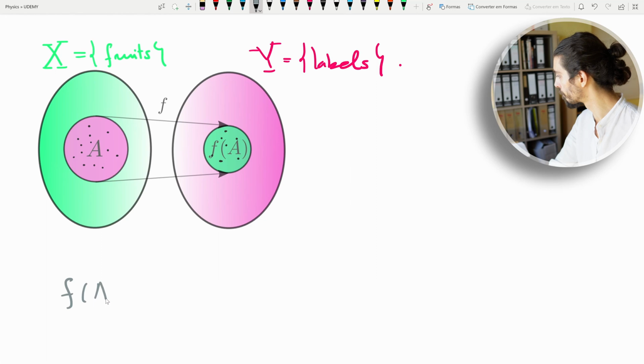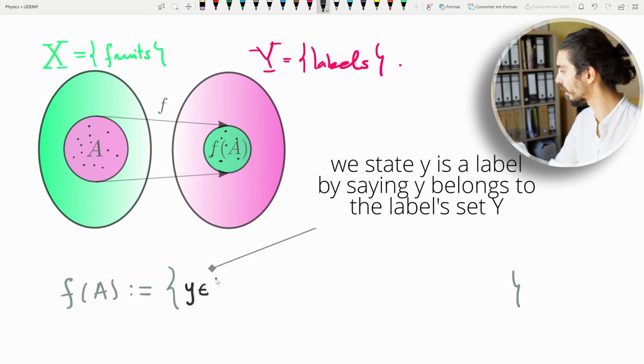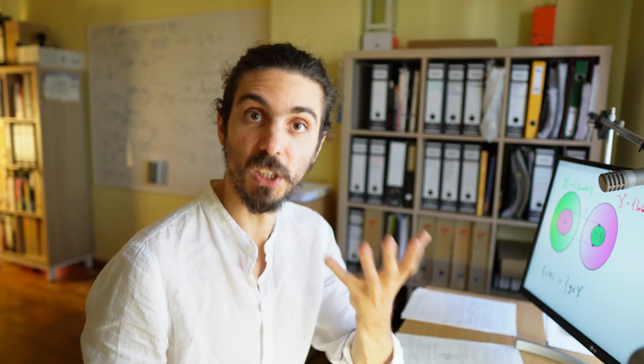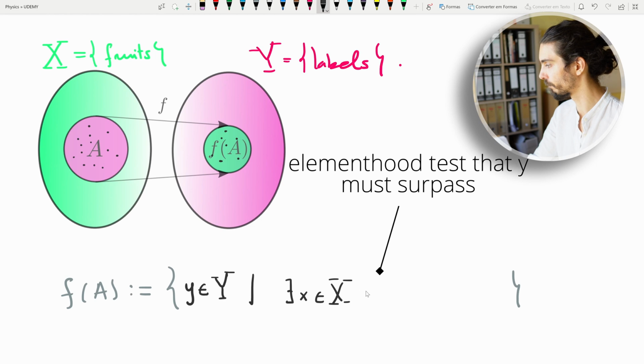So f of A is by definition the following set: the set whose elements are the labels y belonging to the codomain, big Y, but we don't want just any label, we want those labels for which there exists a fruit in big X which is assigned to that label.